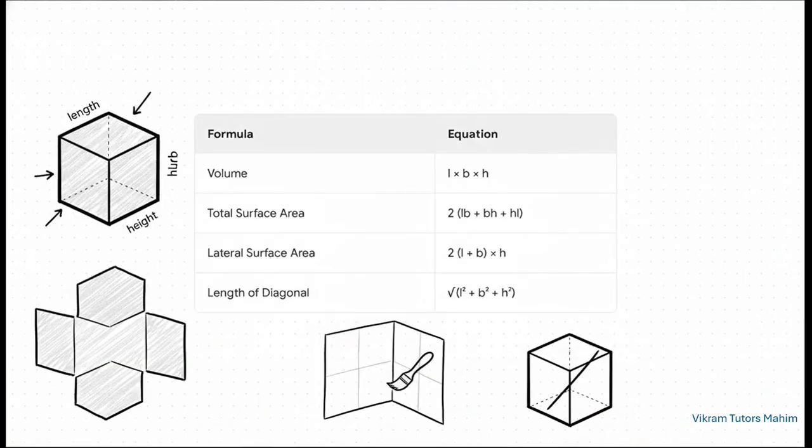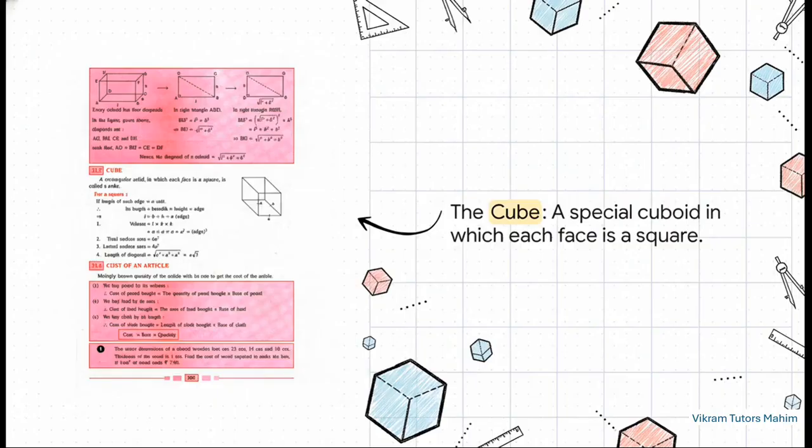And check this out. Here are these simple formulas that unlock all its secrets. Volume, just multiply length times breadth times height. Easy. Total surface area adds up all six faces. Oh, and that lateral surface area, that's a cool one. Just imagine painting the four walls of a room but leaving the floor and the ceiling alone. That's it.